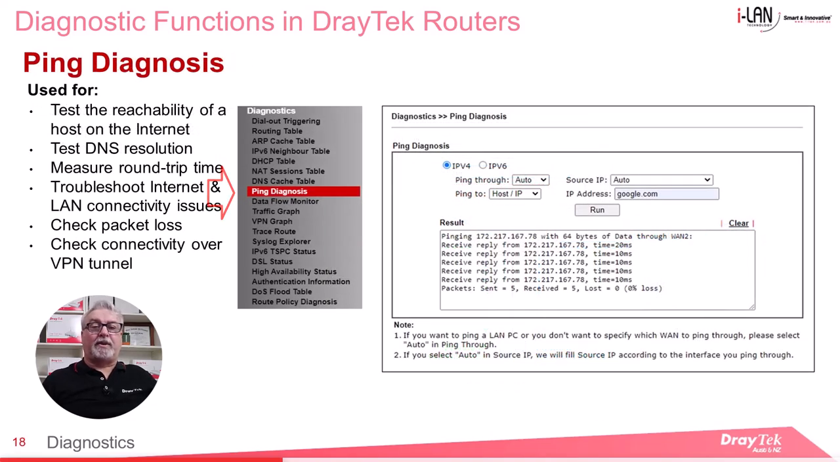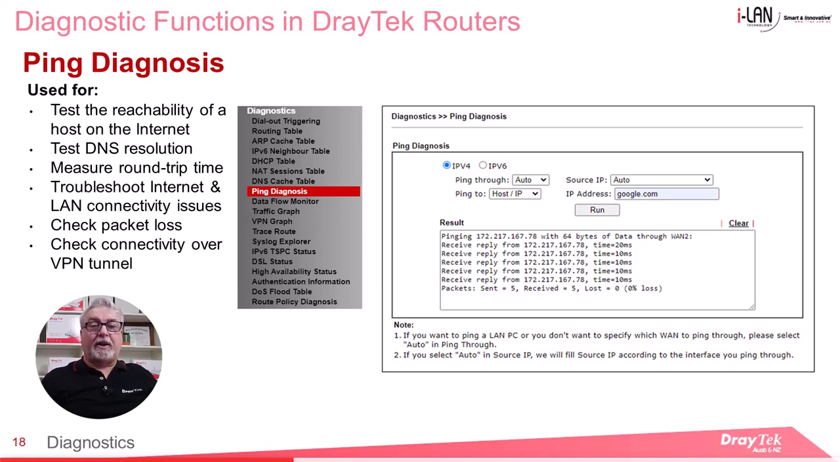Next, ping diagnosis. This is a handy tool to test connectivity to a host on the internet by entering either its IP address or its DNS name. The router will then send ping packets to the remote host. It also measures the round trip time to give you an indication of the speed and quality of the connection.